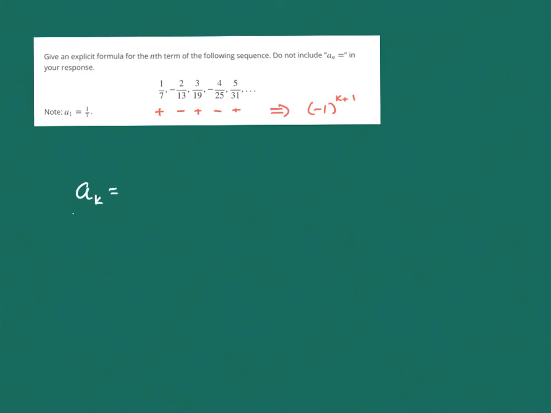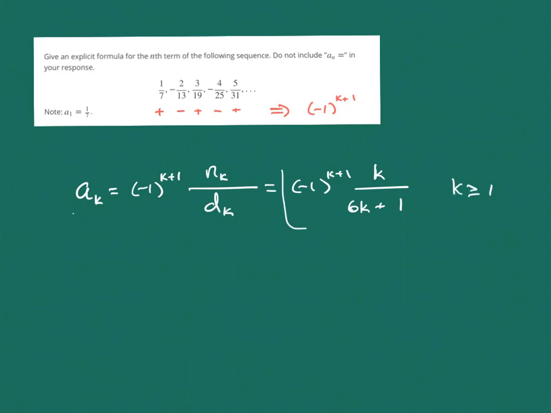So what does my kth element look like? It looks like minus 1 to the k plus 1. That gets my signs, times my kth numerator divided by my kth denominator. So I get minus 1 to the k plus 1. My numerator, we said, was just going to be k, and our denominator looked like 6k plus 1. So our closed form solution for this is going to look like minus 1 to the k plus 1 times k over 6k plus 1.